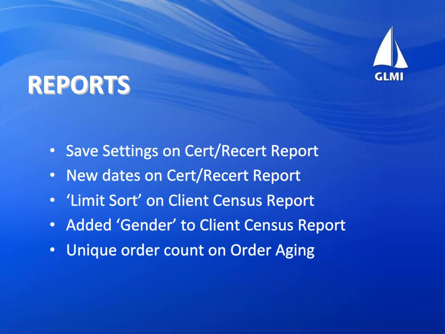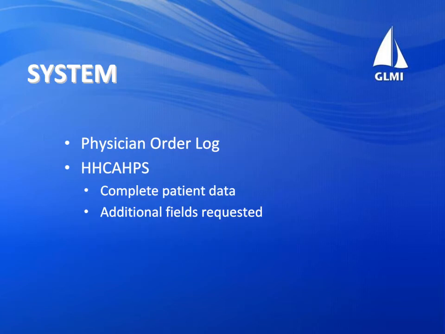We also had a request on the CERT Recert report to include the dates for the new CERT period, and we've gone ahead and done so. Again, the new CERT period dates will appear on the CERT Recert report. On the client census report, the limit sort field was not performing correctly, and that has been corrected in the fall release. And then we also had a request to add gender as a sort option to the client census report. We've gone ahead and added that sort option, allowing agencies to break down the total unduplicated census into male or female counts.